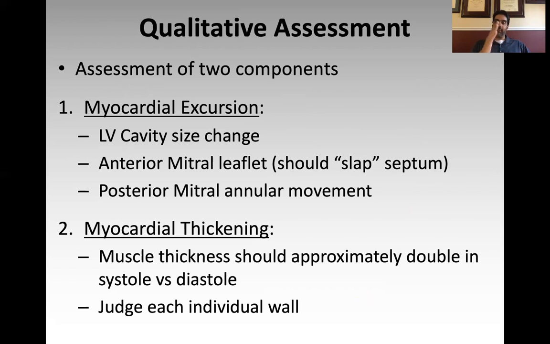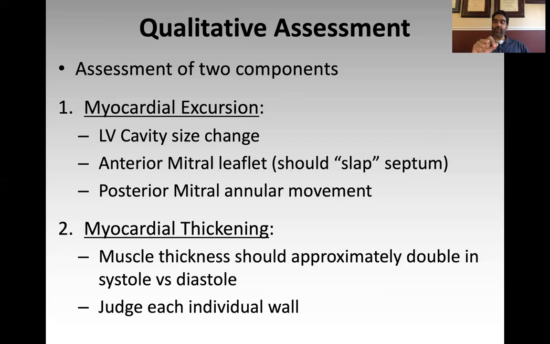So that slapping of the anterior leaflet up against the septum is another good analog of LV function or myocardial excursion in this context. The third thing you look at is the posterior mitral annulus. Don't worry, I'll show you videos of all this. You look at the posterior mitral annulus. That's a place where the posterior mitral leaflet attaches to the heart.